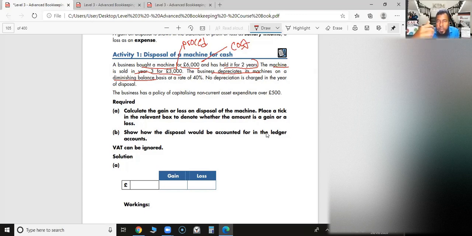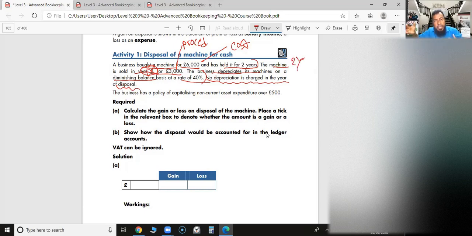Carrying amount means cost minus accumulated depreciation, at the rate of 40%. Look at the last line: no depreciation is charged in the year of disposal. So we sold in year 3. Can you see it? Don't charge any depreciation. How many years' depreciation are you going to charge then? We're going to charge 2 years' depreciation, doesn't it?